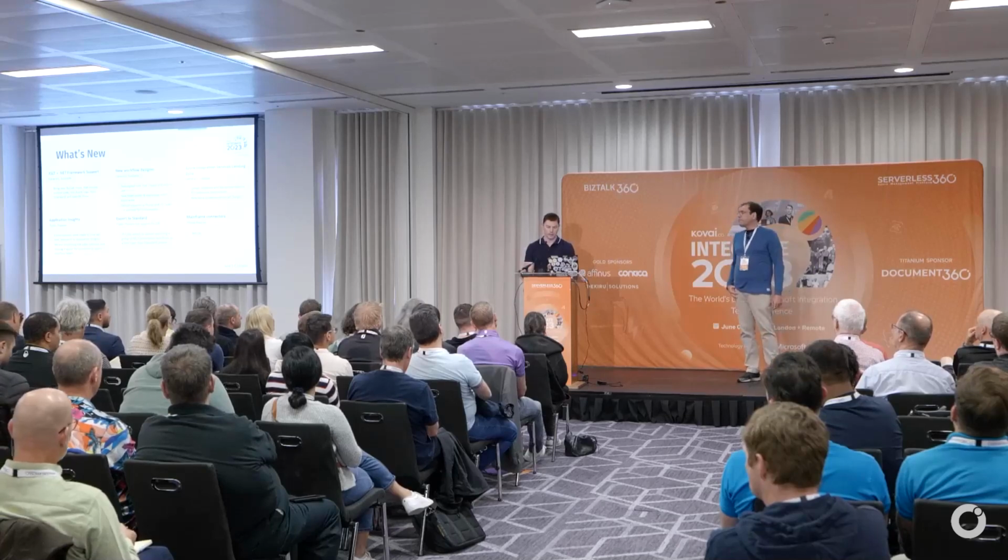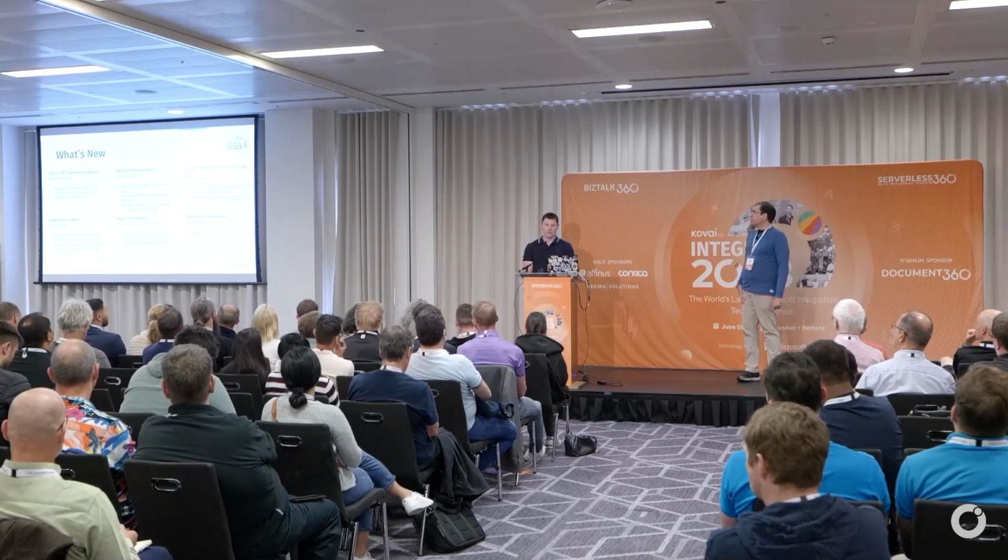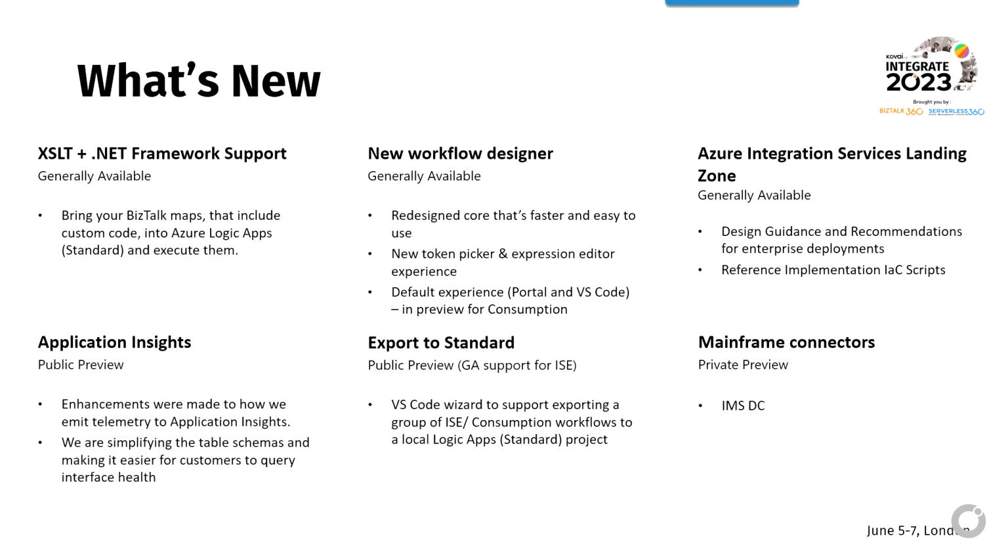I mentioned Azure Integration Services landing zone yesterday. It's generally available on our GitHub repository. It provides design guidance and recommendations for how to set up a production-ready Azure Integration Services environment with all the services interconnected and properly configured. It also provides the reference implementation for ARM templates, so infrastructure as code scripts, and you can basically use them to parameterize and set up your environments in minutes, or modify as you need, add services, remove services, and get it deployed very quickly.